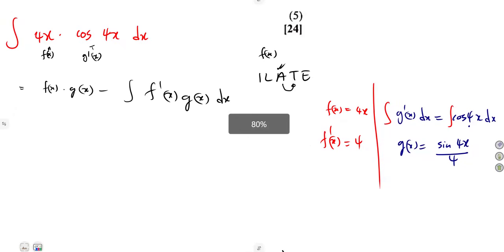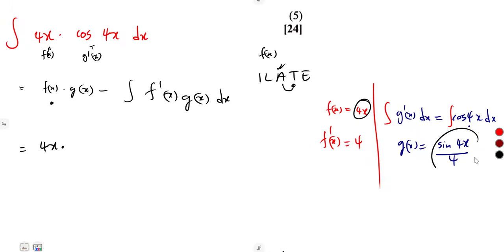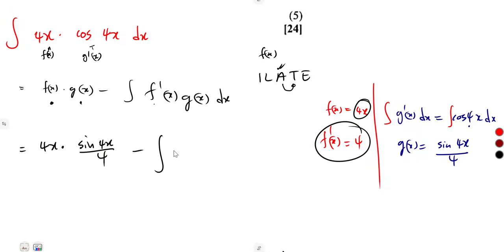So it was going to be simply f of x, where our f of x is 4x, times g of x. This is our g of x, the sine of 4x over 4, minus the integral of f prime x, which is 4, times our g of x, the sine of 4x over 4, with respect to x.